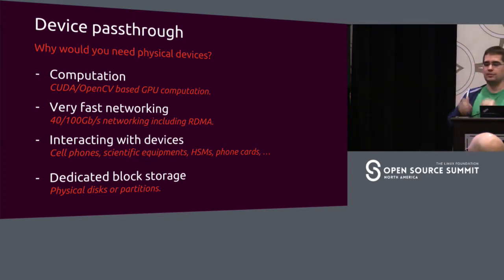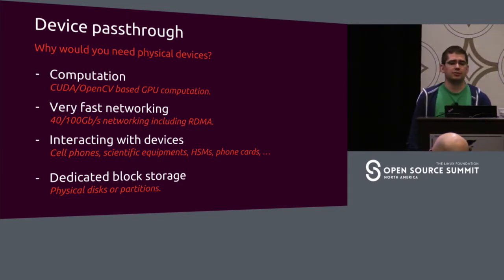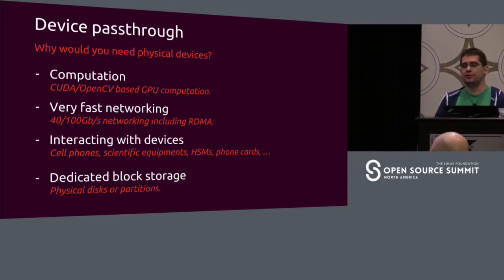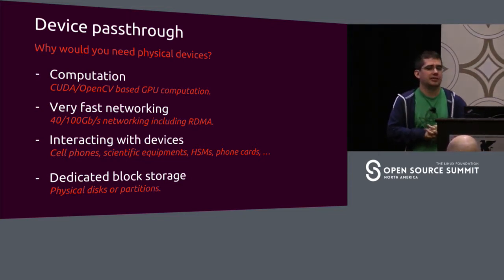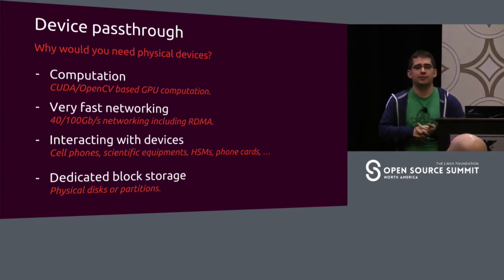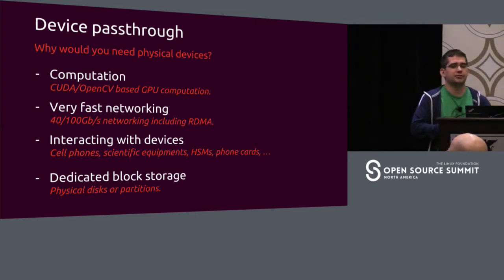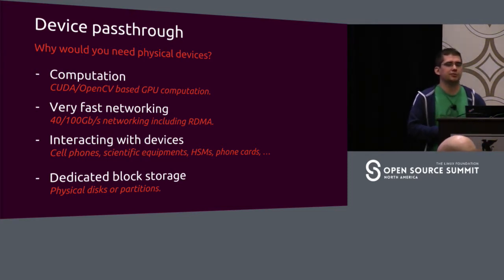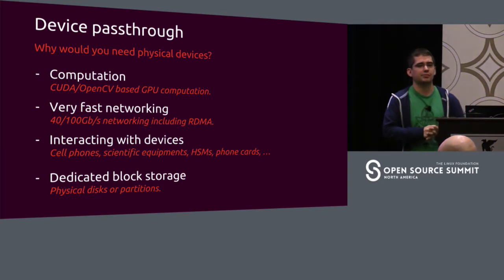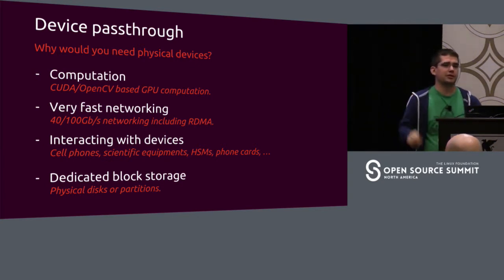So this GPU is one of the pretty big use cases that we've got for any kind of device passthrough in LXD and system containers in general. The other thing you usually run into is very fast networking. That's the case where you want to pass devices that are capable of 40 or 100 gigabit connectivity, or possibly if you're doing HPC type workloads, you might care about features like RDMA to directly access memory from different hosts on the network.